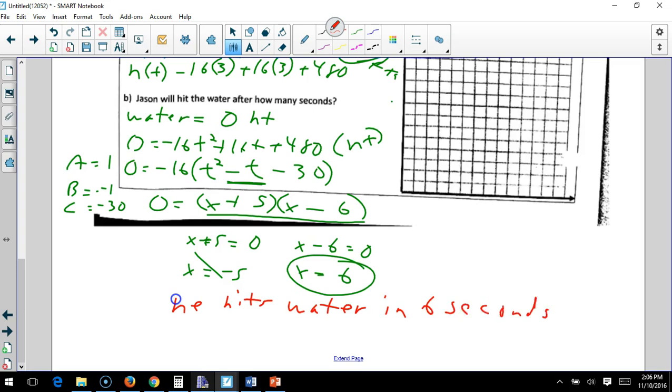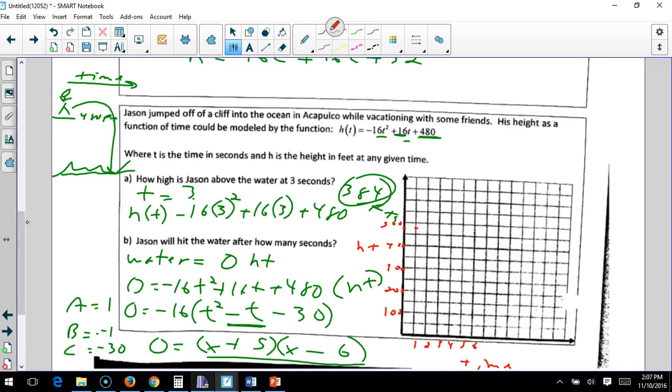Now we're going to really quickly graph it. So here's time down here, and here's height. Now we're going to go up, skip a few lines, 100 feet, 200, 300, 400, 500. Now he starts at 480 feet. So we'll just kind of estimate that right there. We did see that in 1 second, he was also at 480 feet. So we need to find out what his vertex is. So we're going to go back up here and do ABC.